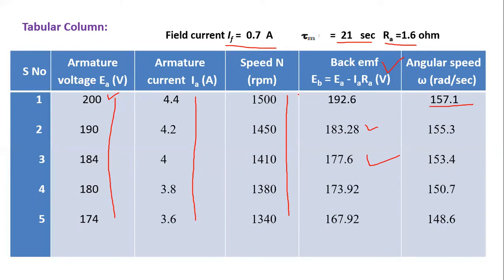And if you draw the graph between EB and omega, the angular speed, from this graph we can identify the back EMF constant. Once we know the back EMF constant, which is equal to the torque constant KT, right?